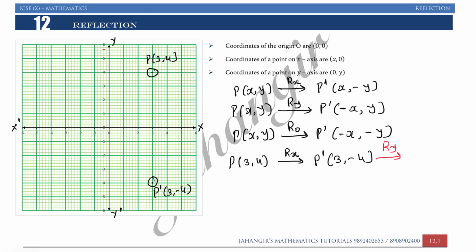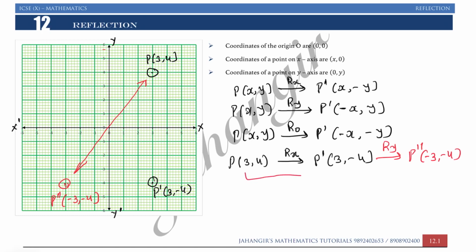Now if you are reflecting in the y-axis, what will you get? You will get it here. See, because there's a 3 unit gap here, and the gap should be the same. So this is my P double dash. It will become minus 3 comma minus 4. So the single transformation will be from P to P double dash. Let's say we will first write P double dash is minus 3 comma minus 4.